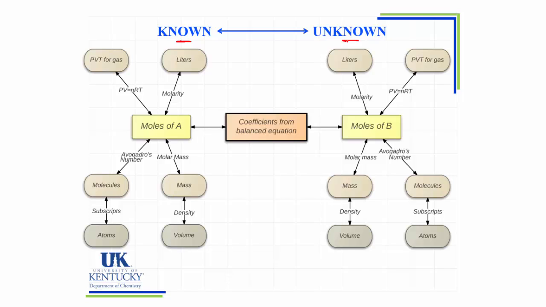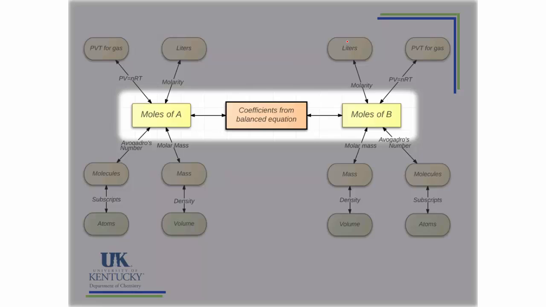Now we notice that there are many other units on this particular diagram that give us a map of how we can get from one to the other. However, our initial focus will be on the middle of this diagram, which is just dealing with moles. So let's focus in on moles of A to moles of B. Notice in the middle that our relationship is determined by the coefficients from our balanced equation. Without a balanced equation, we cannot understand the relationship between any two substances.